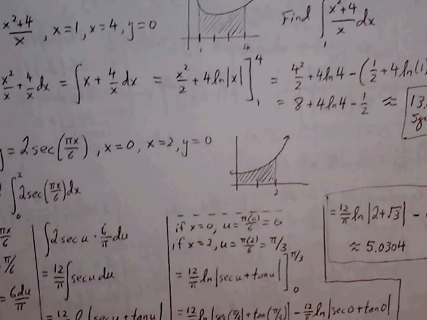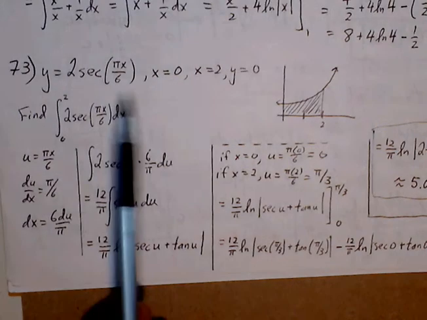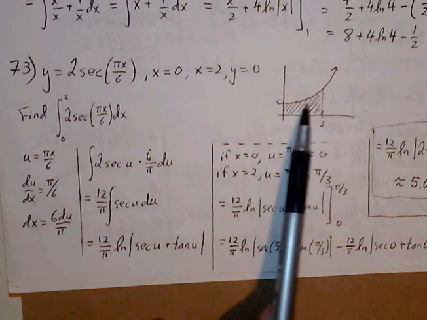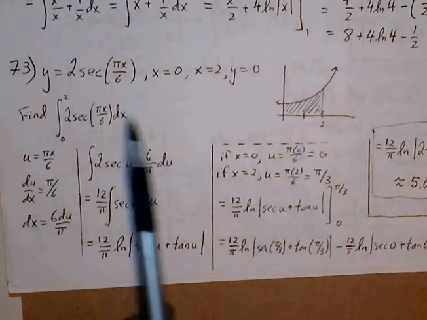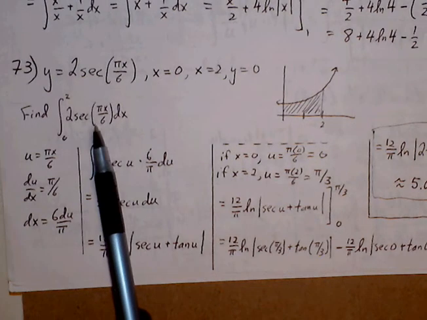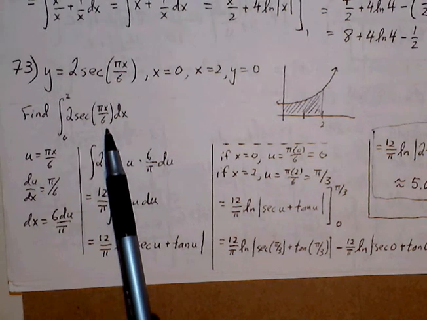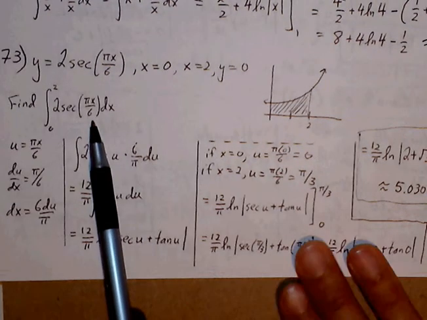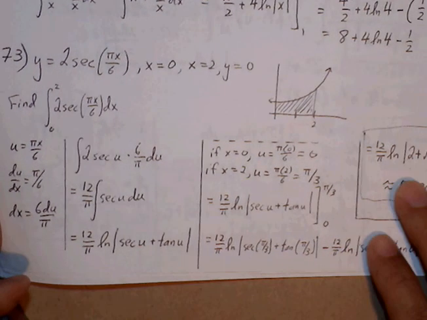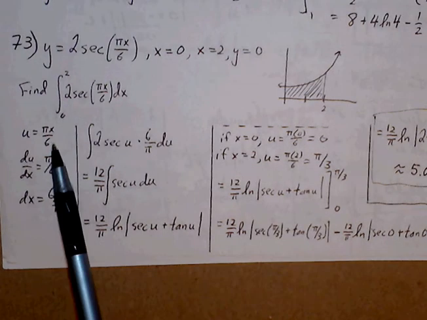All right, last problem I want to go over is 73. We have our function, we have our bounds 0 and 2, and we have the x-axis. So we're looking to see the area of this region. So we're just trying to find the definite integral of 2 secant of pi x over 6 dx. We have a rule for secant of u, so that will allow us to narrow down our choices for u. We know our u value will simply be what's inside the secant function, which is pi x over 6. So pi x over 6 is our u value.